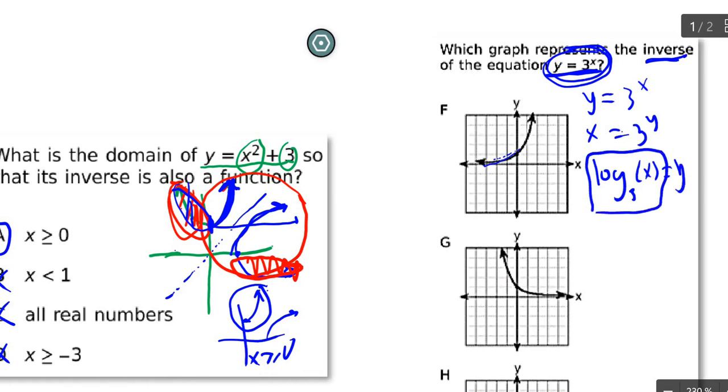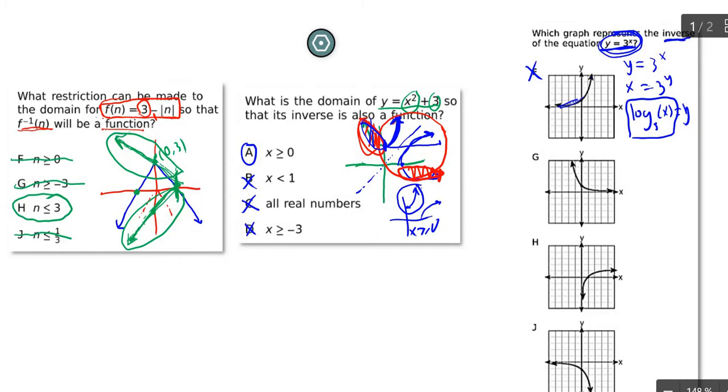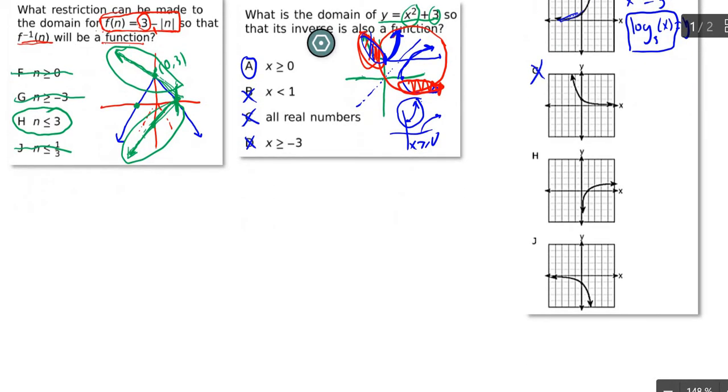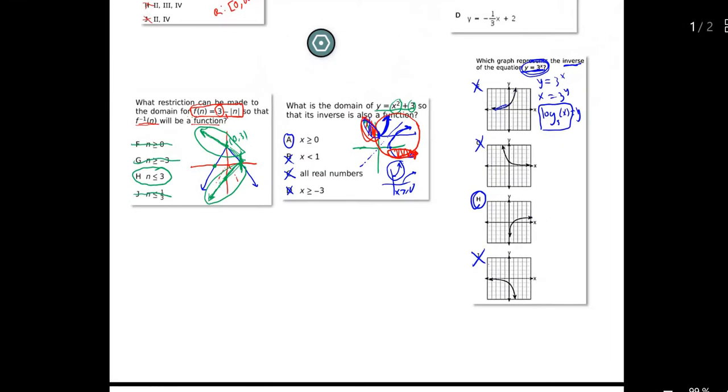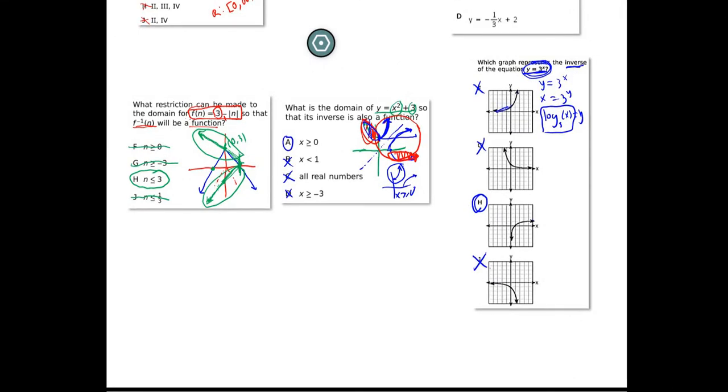All right, so this is an exponential function. That's not the answer. G is also an exponential function that has been reflected across the y-axis. That's not the answer. All right. H is a logarithmic function, and that is the answer, because it's a logarithmic function. J is an exponential function that's been reflected over the x-axis. So that's not the answer. So basically, to solve this problem, you need to know your basic parent function of the log.